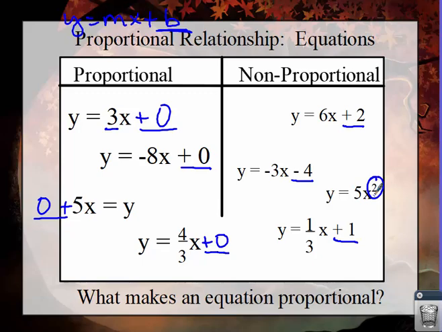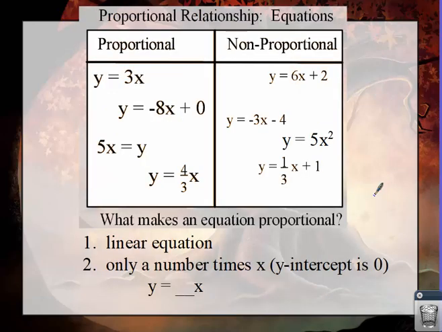So what makes an equation proportional? One, it must be a linear equation. It must make a line. In other words, it can't have any exponents, and only a number times x. The y-intercept must be 0. So when we look at y equals blank x, this m is going to have a number, but my b is just going to be plus 0. A lot of times whenever we have just blank x, this m changes to a k, referring to the constant of proportionality. Our next lesson will talk more about that.